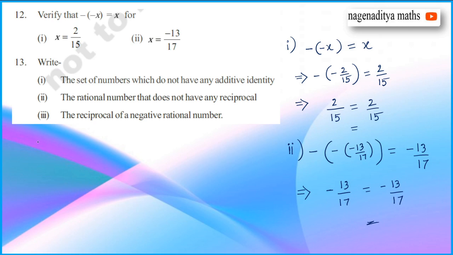So the answer is natural numbers set. In natural number set we have no 0, we have no additive identity. So this is the answer.